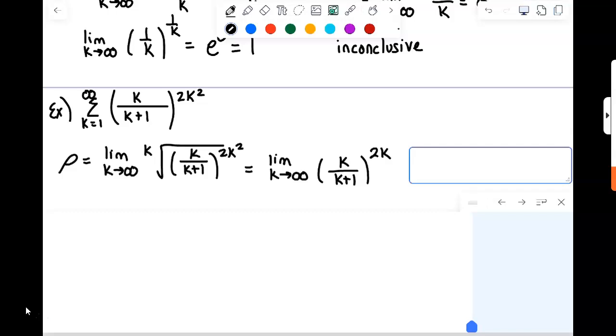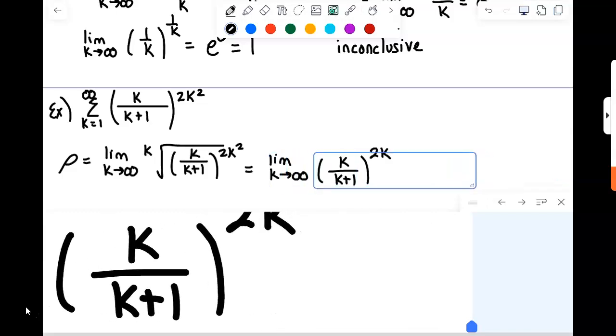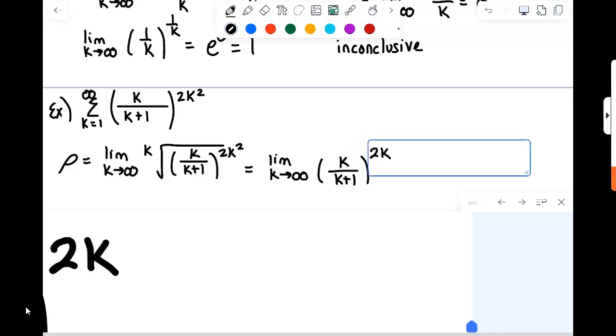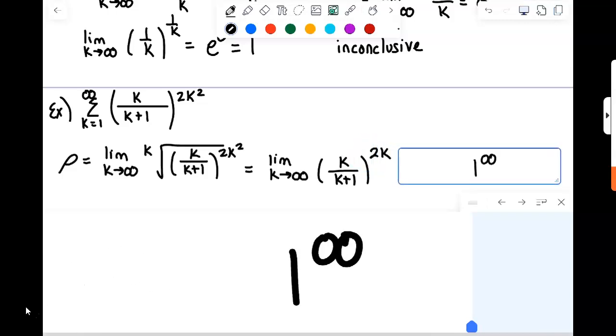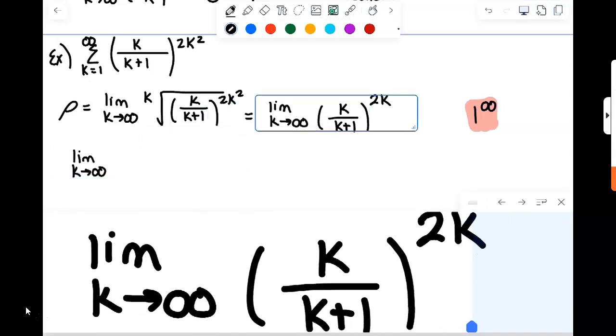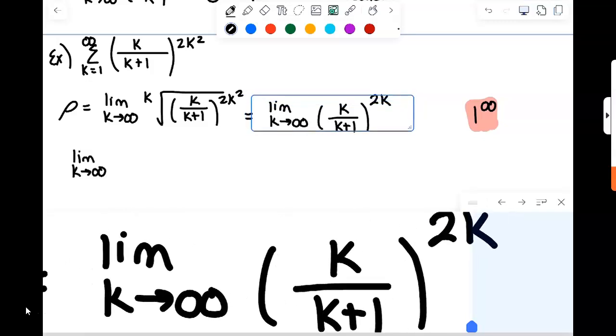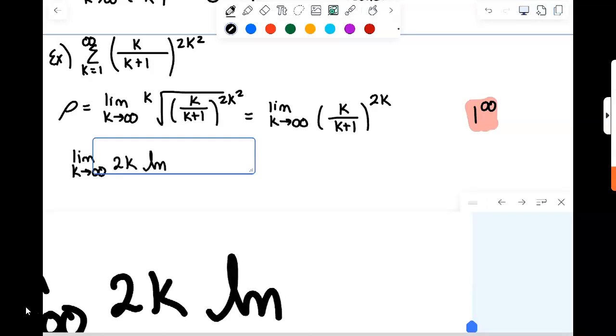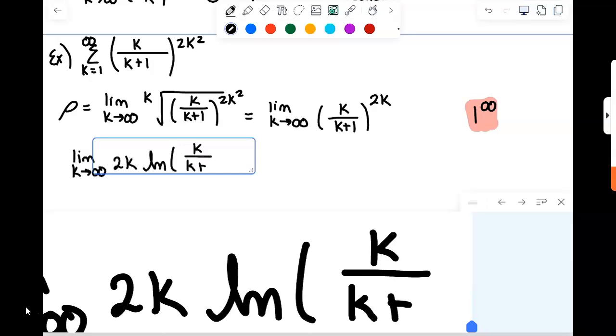Well, as we try to take this limit, we quickly realize as k goes to infinity, k over k plus 1 is going to go to 1. So that's a 1 inside. As k goes to infinity, the exponent's going to go to infinity. So we're dealing with a 1 to the infinity limit, which again is one of our indeterminate forms. So for that reason, we need to apply the logarithm. Take the limit first. Okay, so we do that. Limit as k goes to infinity. If we applied ln here, we'd have ln of that stuff, so the 2k would actually come out front. And then we'd have ln of k over k plus 1.